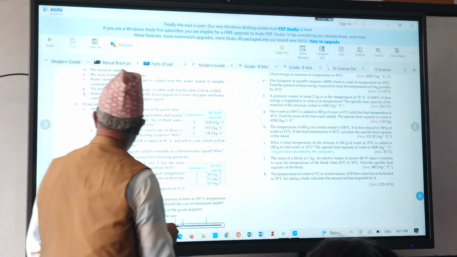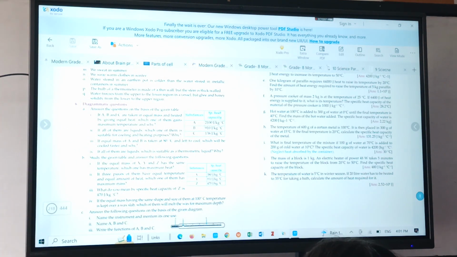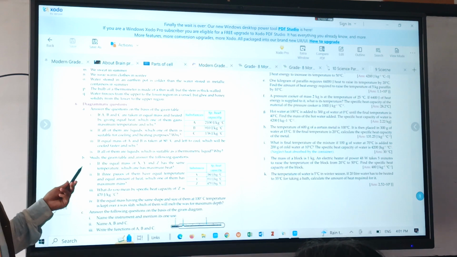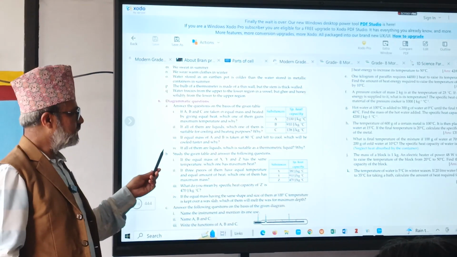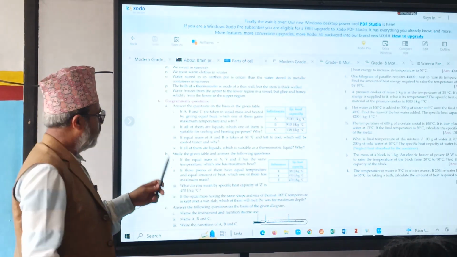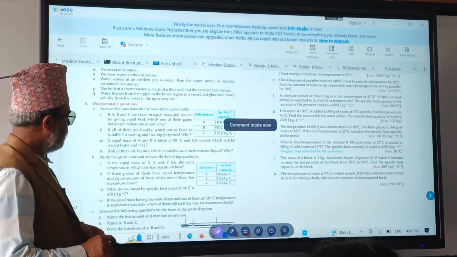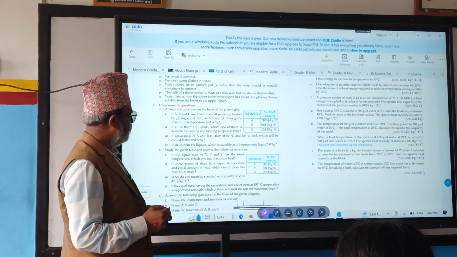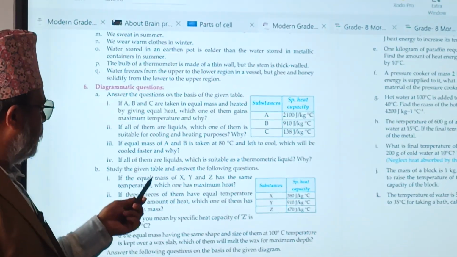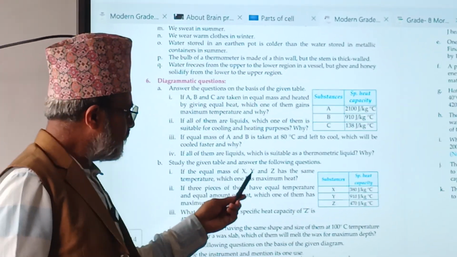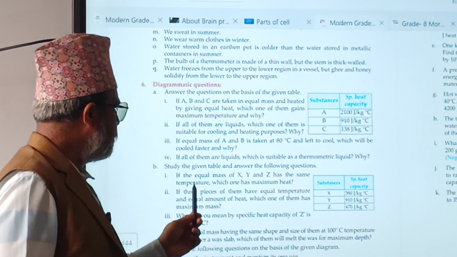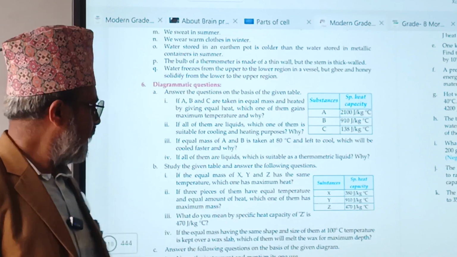This question number A is over. Now, students, let's discuss question number B. Read the question. Study the given tables and answer the questions. Yes, here is a table question. What does question number A say? If equal masses of X, Y, and Z are taken at the same temperature, which one has the maximum heat? Okay. Here X, Y, and Z have the same temperature. Tell me, which one has the maximum heat?